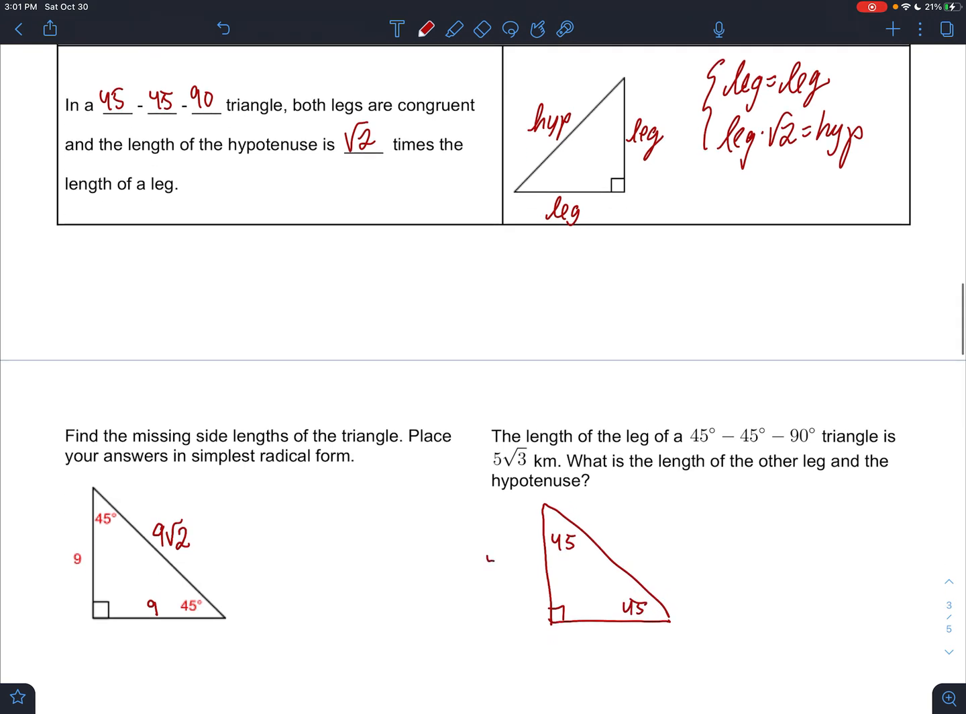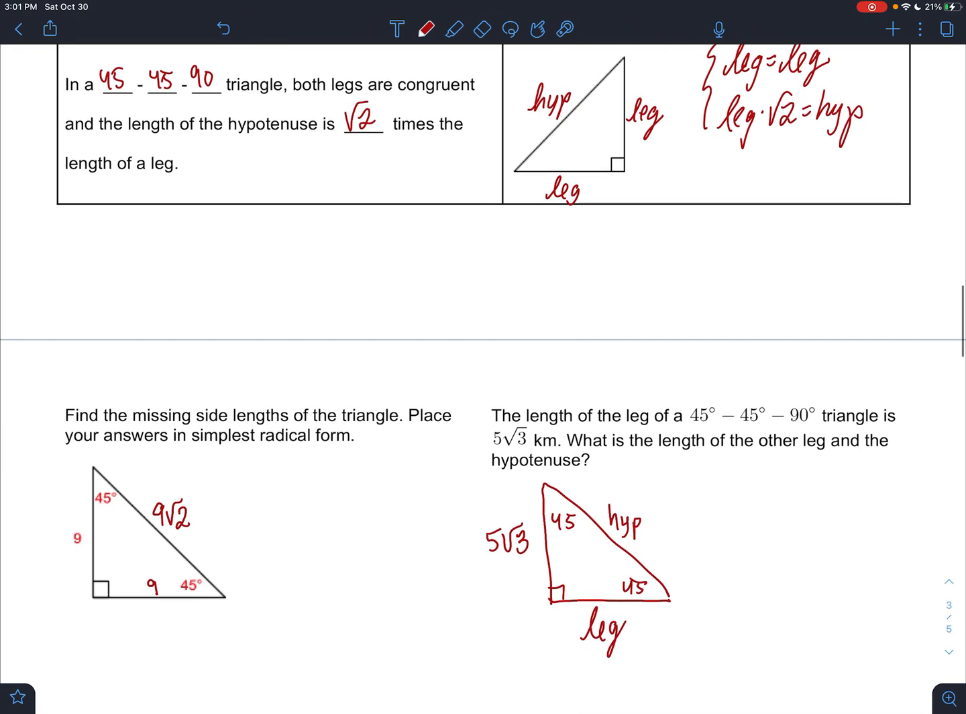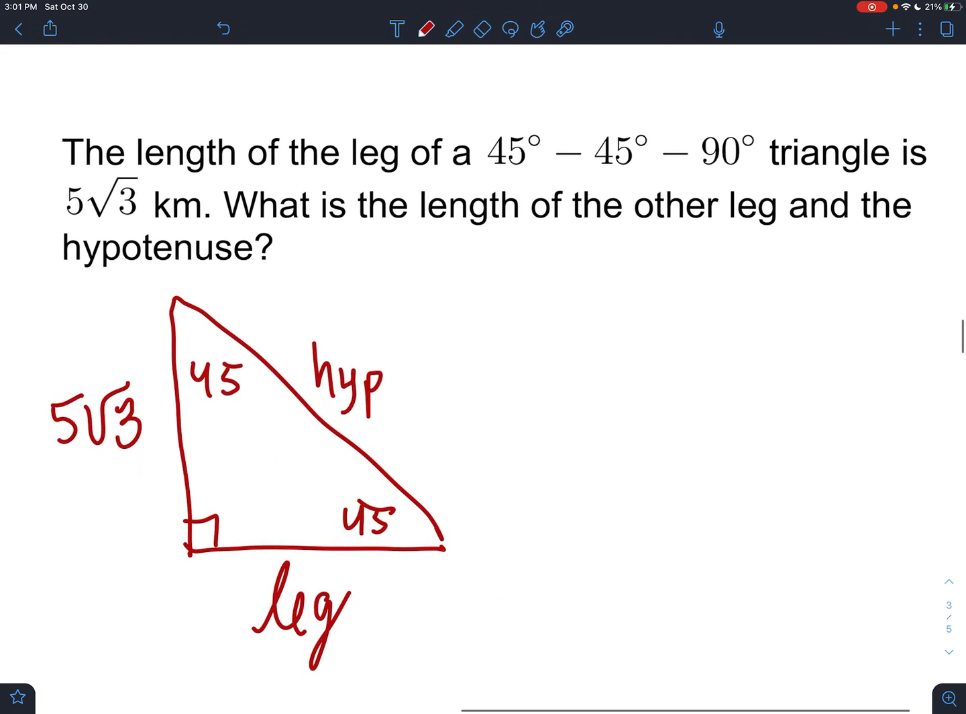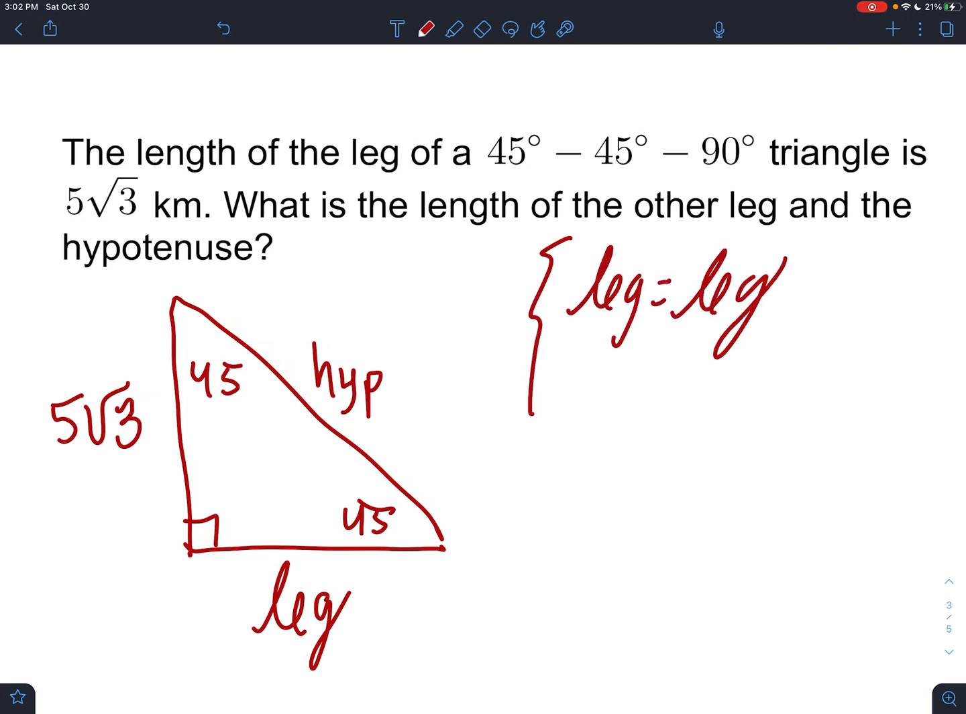How about if one of the legs is 5 square root 3? What's the hypotenuse and what's the other leg? So zoom in here. Once you see it's 45, 45, 90, I would really recommend that you write down the equations. And you'll need to know these. We won't give you these.